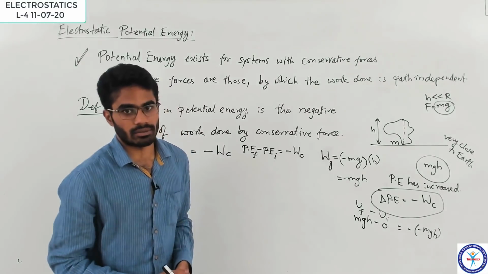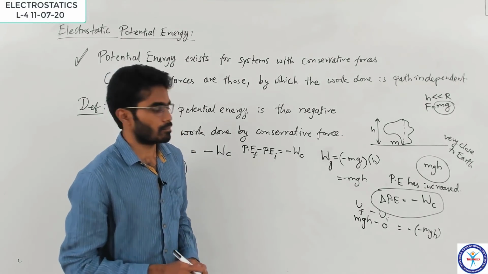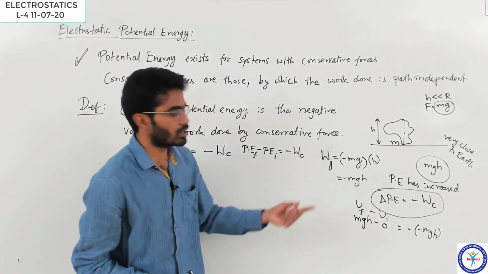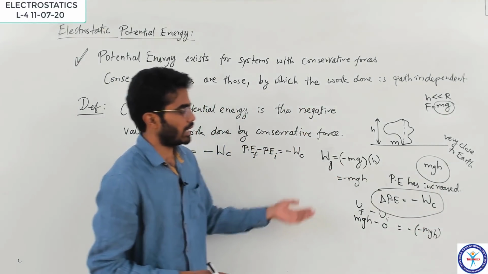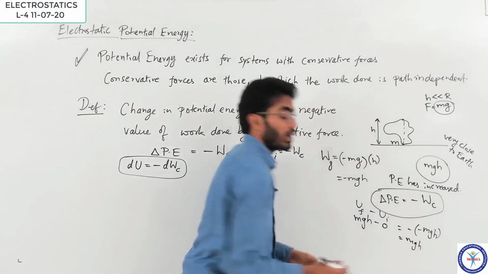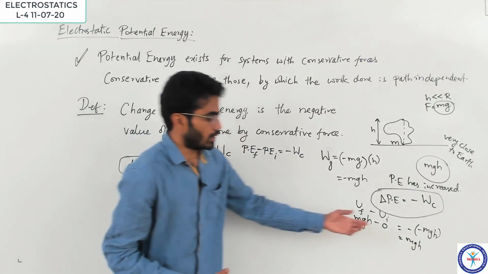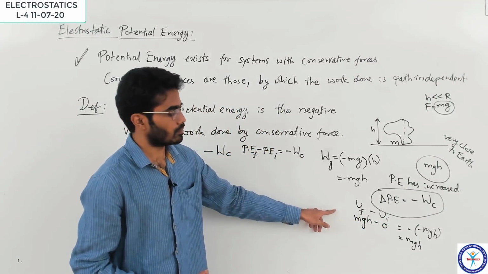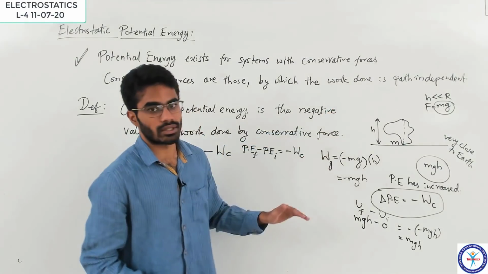So that is the negative of work done by conservative force. This is the exact relation that is present there. The negative of the work done by conservative force is minus mgh, and negative of that is mgh. So by definition, this is equal to change in potential energy, U final minus U initial.